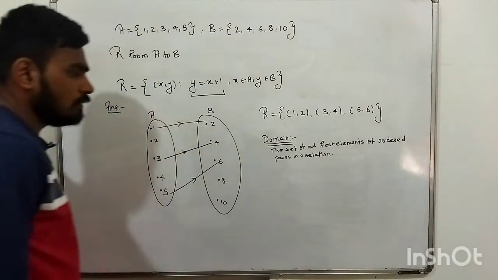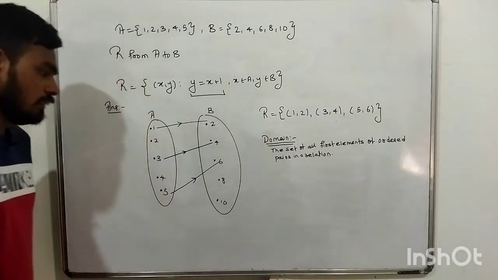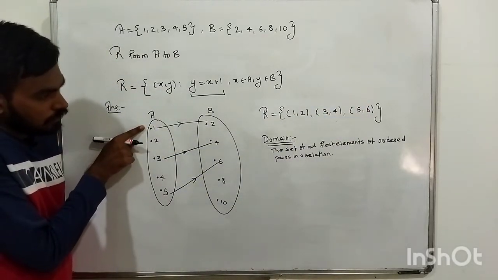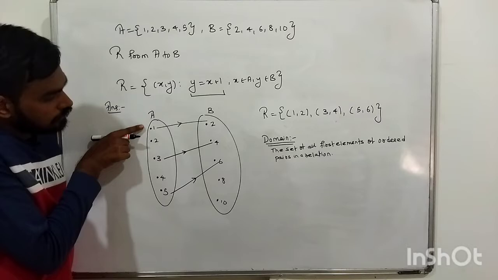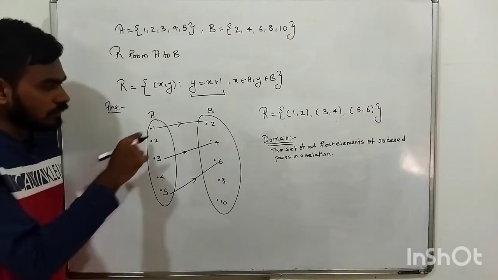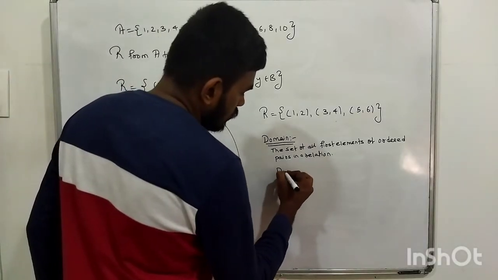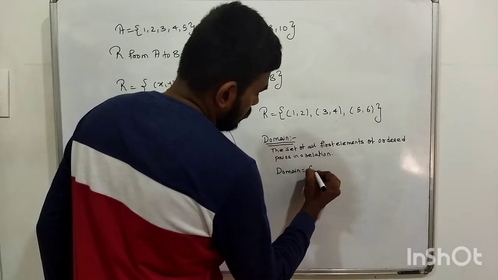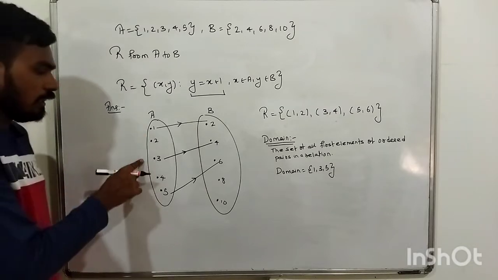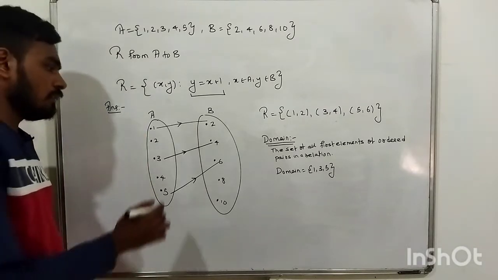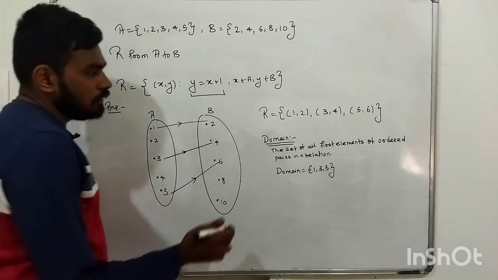So all the first elements in the ordered pairs come in the domain. You can check either here or here. See, among the ordered pairs which are there, all those which have arrows here, the first elements are 1, 3 and 5. So these are the set of all first elements. The domain here will be 1, 3, 5. Remember, 1, 3 and 5 will be the domain. All the elements which are paired, those come under the domain, the first elements.